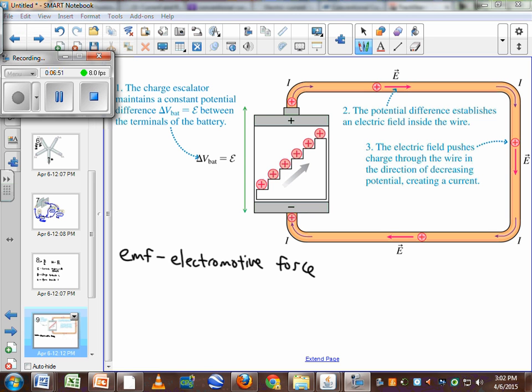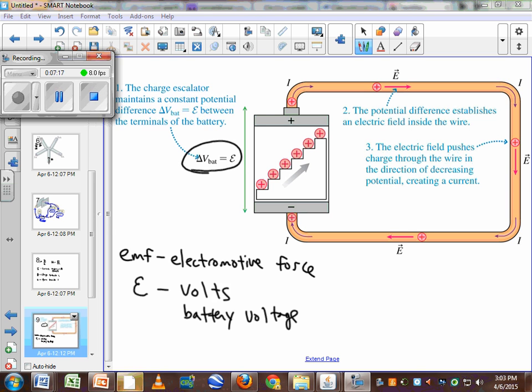The next question is, what is EMF? And EMF is short for electromotive force. And the variable is a script E, and it's measured in volts. And what it is, it just gives you what the battery voltage is. EMF is just a way of giving us what that battery voltage is. So it's how many volts your battery is. And so you'll see up here that EMF is the potential difference of the battery.